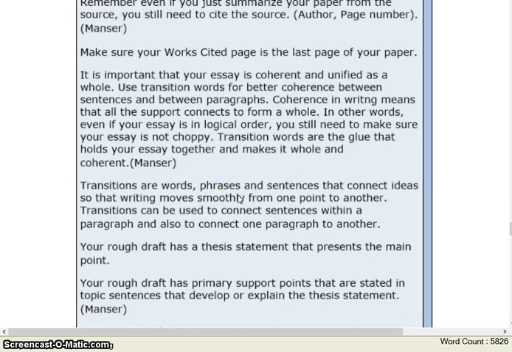It is important that your essay is coherent and unified as a whole. Use transition words for better coherence between sentences and between paragraphs. Coherence in writing means that all the support connects to form a whole. In other words, even if your essay is in logical order, you still need to make sure that your essay is not choppy. Transition words are the glue that holds your essay together and makes it whole and coherent. So if you don't know what transition words are, you can go Google transition words and get yourself a transition word list.